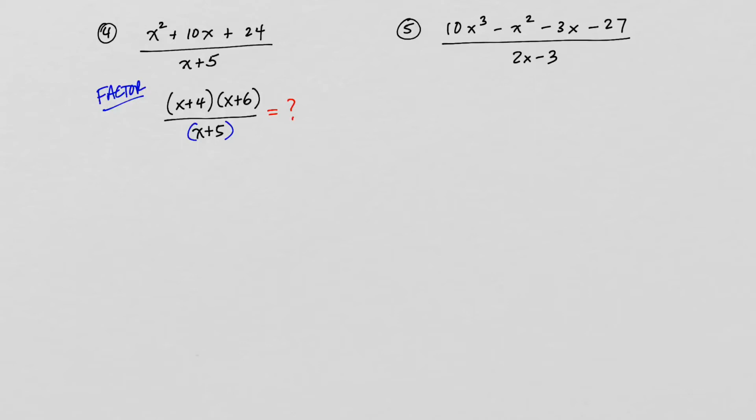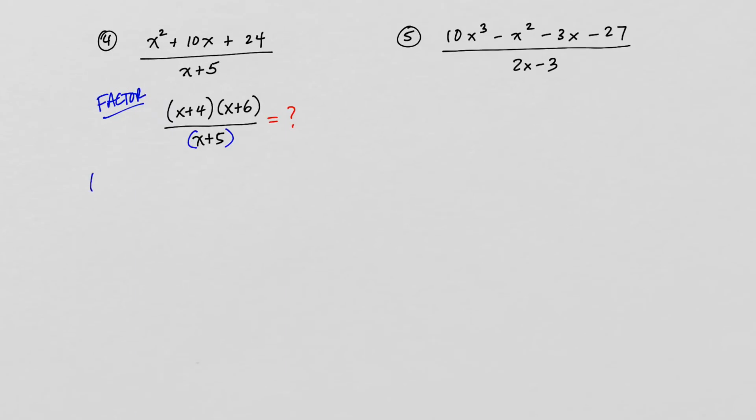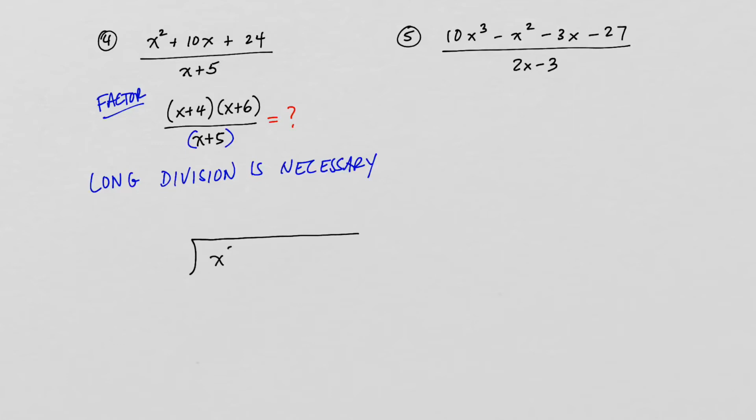So unfortunately for this problem here, and this is what I was just mentioning on the previous slide, long division here is necessary. In fact, it's required. So let's go through the process. First, I'm going to draw a little long division symbol here. We put our numerator, x squared plus 10x plus 24, on the inside of the symbol, and we are dividing by x plus 5. And to do this, we just focus on the first terms.